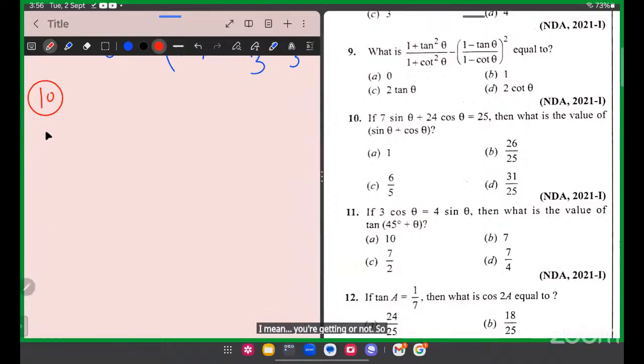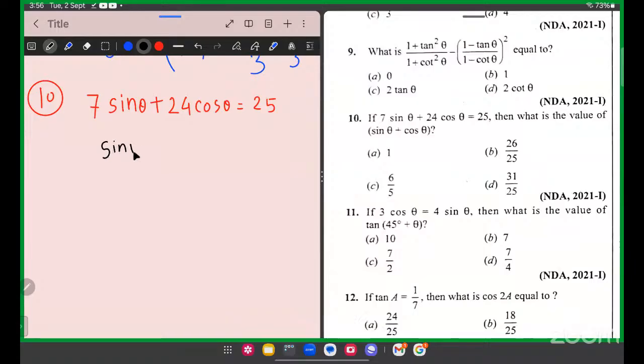So question number 10, what is there? We have got 7 sine theta plus 24 cos theta is equal to 25, and we have to find out the value of sine theta plus cos theta.